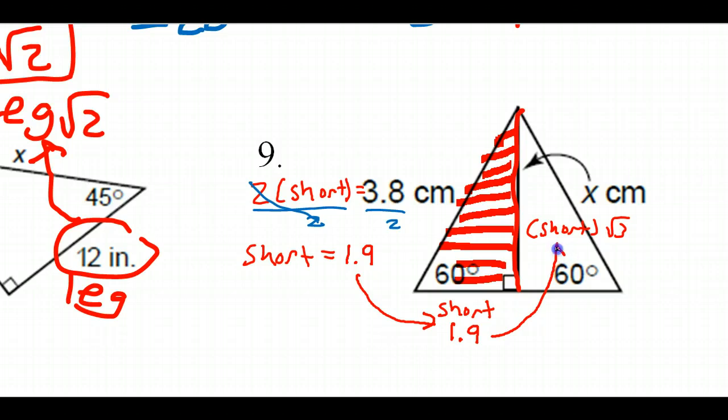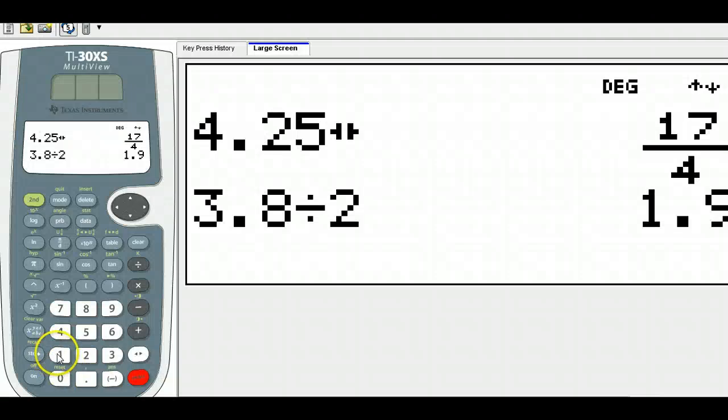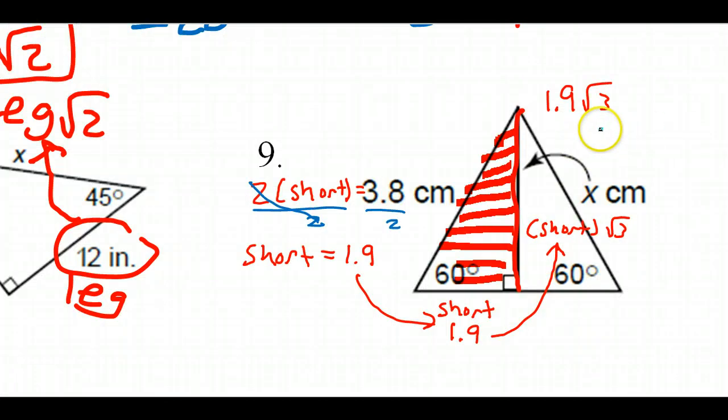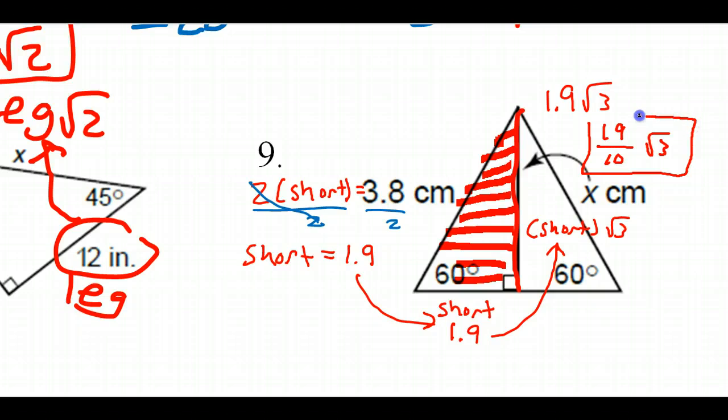Which means that this is 1.9 radical 3, which is what we're looking for. So I could put 1.9 radical 3, but if I do not want a decimal, I can just use my calculator to convert that. So 1.9, you just hit your toggle button. So that's 19 over 10. So I could call this 19 over 10 radical 3, or I could have said 19 radical 3 over 10. That would have been the same thing. Okay, so that's x. All right.